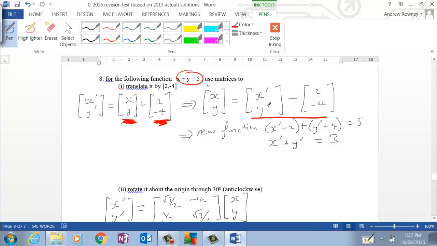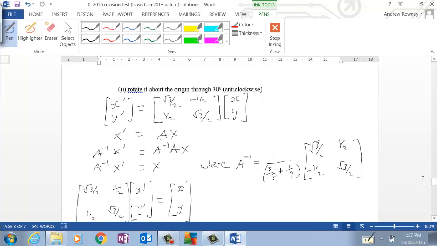Plug that into x plus y equals 5. So your x is equal to this, and your y is equal to this. So you plug those into the x and the y values, and so we get our new function. So this is being translated, and this is your new function.